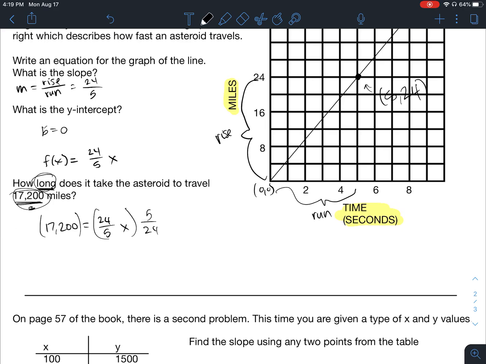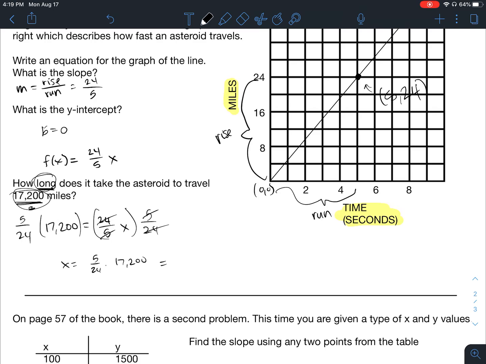Sorry, 5 over 24. So those would cancel. So you're left with x on one side. So we have x is equal to 5 over 24 times 17,200.